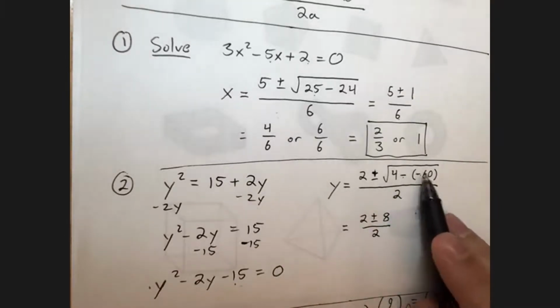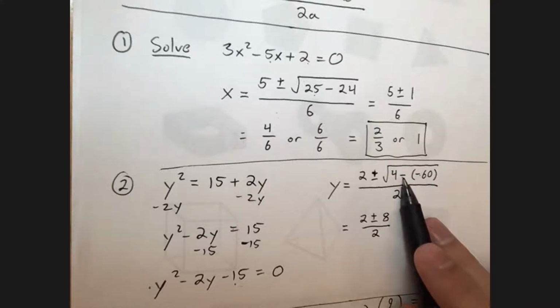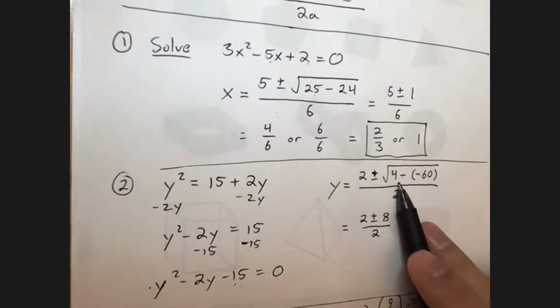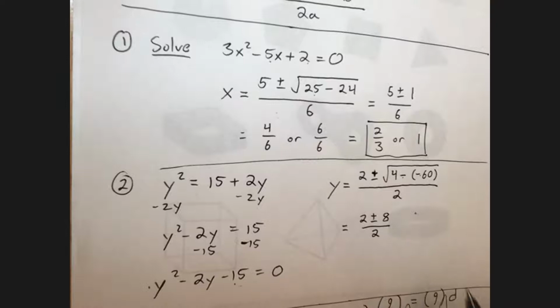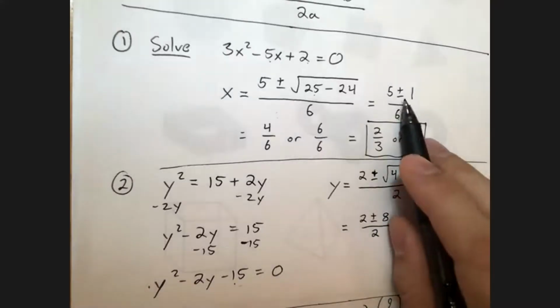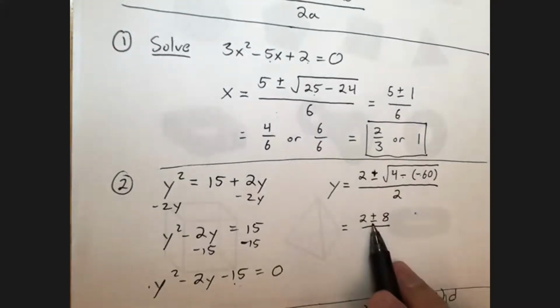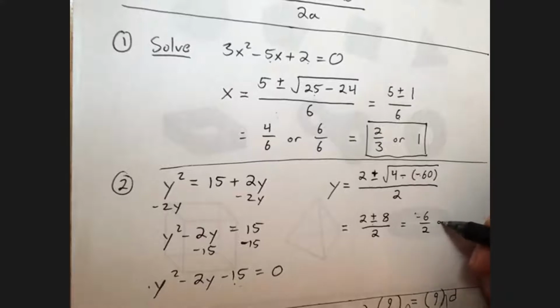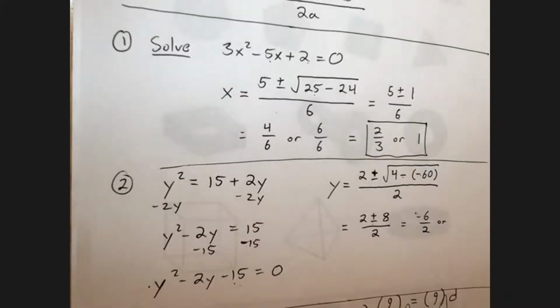Four minus negative 60 is 4 plus positive 60. And so remember, subtracting a number is the same thing as adding the opposite. So that gives 64, and the square root of 64 is 8. Okay? So when I add 8, I get, well, let's do the subtract. We did subtract first last time. Let's do that the same. If I subtract 8, I get negative 6 over 2. If I add 8, I get 10 over 2.